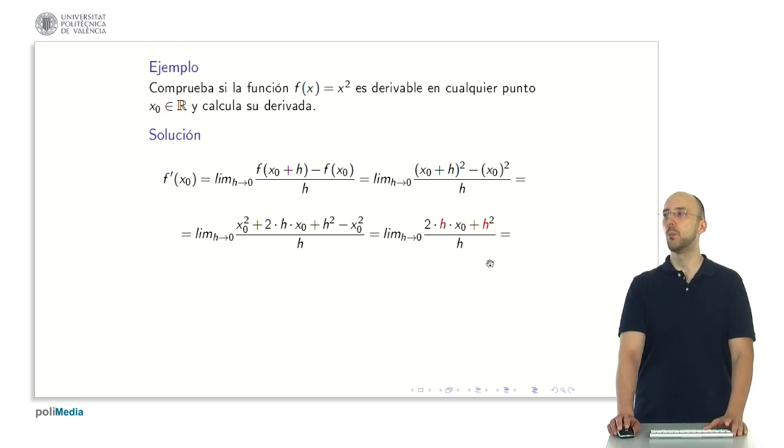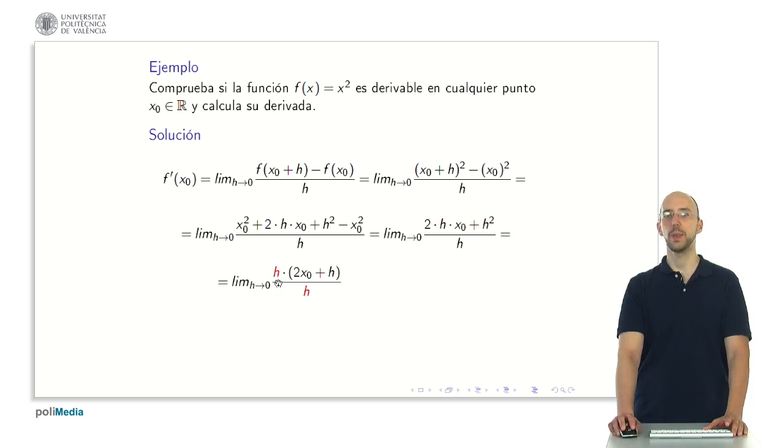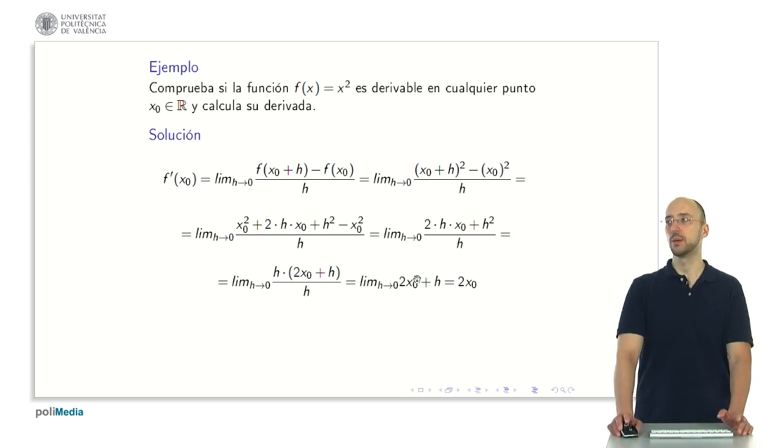But I only want one of the ones I have here. I'm going to factor out the common factor of h, and what I am left with is the limit when h tends to 0 of h by 2x sub 0 plus h. But look, I have h up and h down. It's multiplying up here. Can I simplify? The answer at this moment is yes. And therefore, what I have left is the limit when h tends to 0 of 2x sub 0 plus h. What is the value of this limit? Change the h by 0, and I am left with 2x sub 0. That is to say, this limit exists. The function is differentiable at any point x sub 0, and its derivative is 2x sub 0.